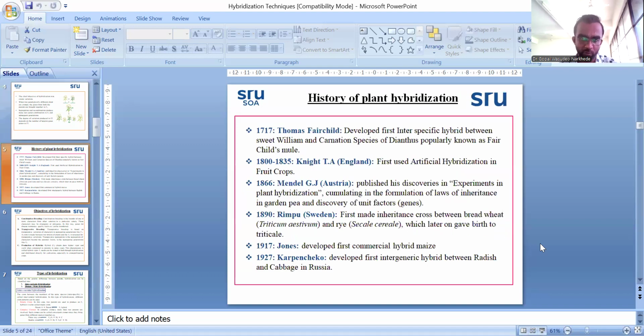Before proceeding, we will see some historical things regarding plant hybridization. Plant hybridization started in 1717.